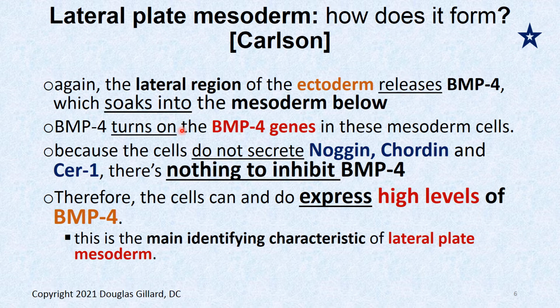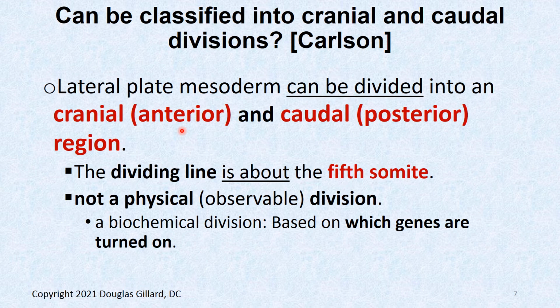We remember that BMP4 soaked into it and turned on BMP4 genes, high levels of BMP soaked into it. And because the cells don't secrete the BMP4 inhibitors, noggin, chordin, and Cerberus1, which is called CER1, there's nothing to inhibit BMP4, so very high levels of exposure occur. We kind of already said that, didn't we? I could probably take those slides out of there.